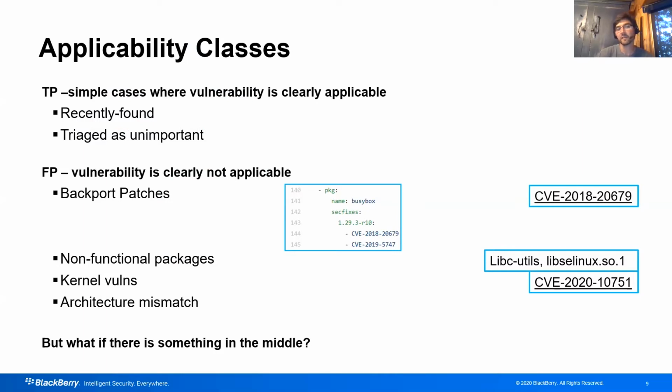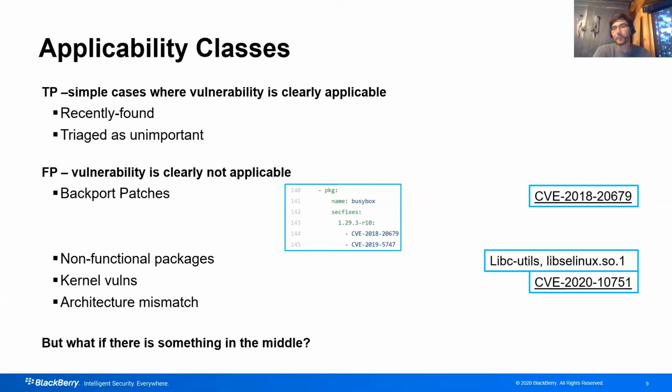For false positives, the main ones are backport patches. In this case, for example, the vulnerability that was patched in BusyBox in Alpine, the scanner didn't detect this patch. Non-functional packages like license packages or empty packages. Kernel vulns, for example, of course, a container image can't contain kernel libraries. In this case, SELinux, however, the scanner did report it, so that's a false positive. Architecture mismatch, for example, ARM versus x86, where a vulnerability is only applicable for ARM.